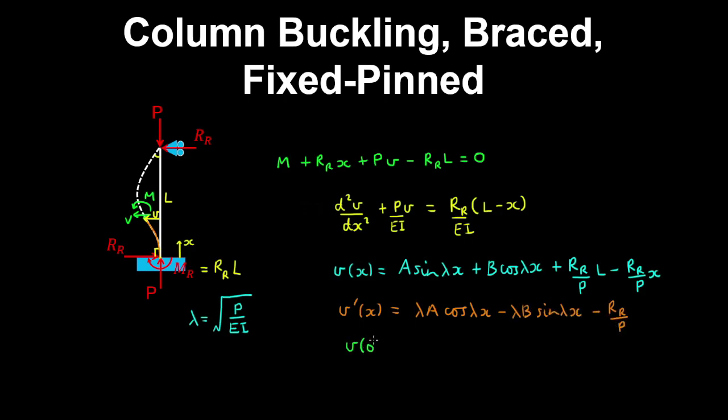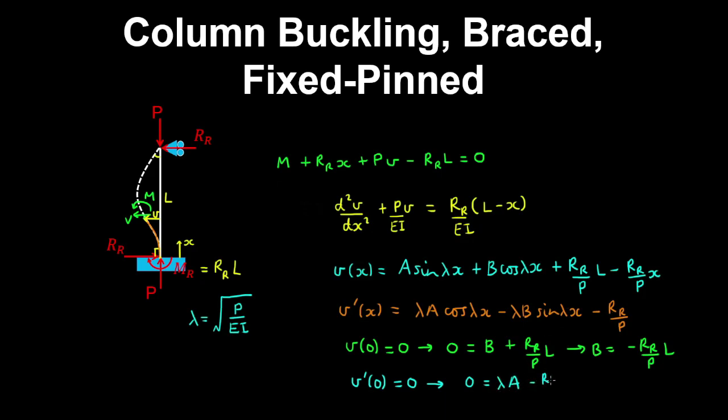And we know that the displacement at the fixed support is 0. So that gives 0 is equal to B plus R_R on P by L, which we can solve for B. And we also know the rotation at the fixed support is 0. So we get 0 is lambda A minus R_R on P. So therefore A is the reaction on P by lambda.